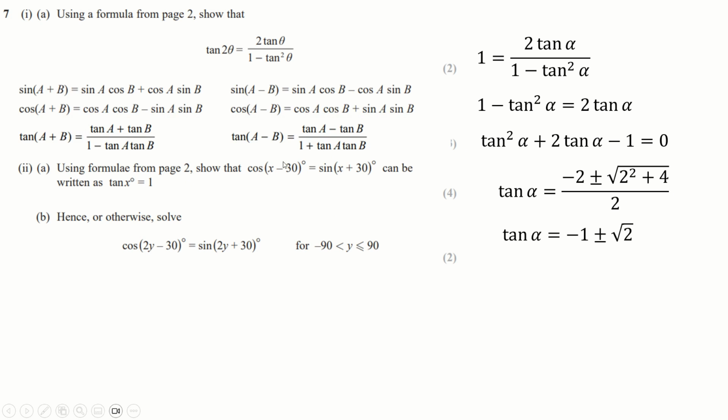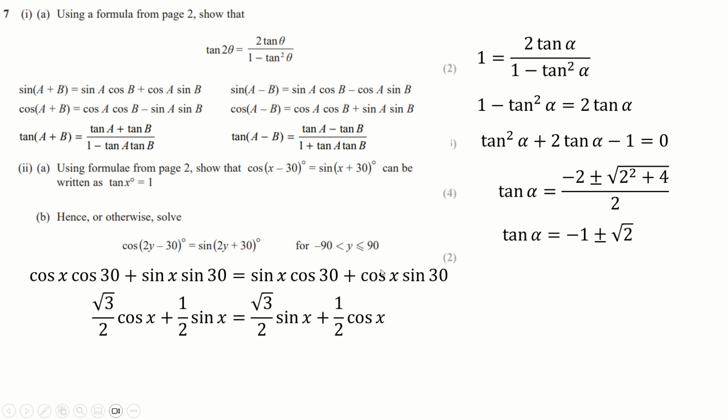So show this, well, this one here, I think is going to be helpful. So this is cos x cos 30 plus sine x sine 30. And this one here, we're going to use this formula in a very similar way. So I think I'm going to get this. Cos 30 is root 3 over 2. Sine 30 is a half. Do that a few times.